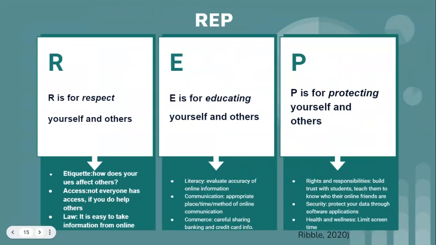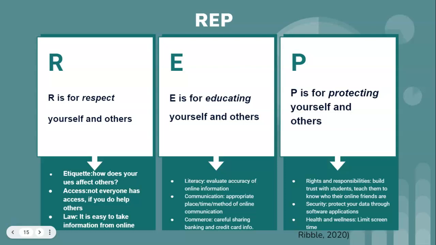R is for respect yourself and others. How does your use affect others? Not everyone has access. If you do, help others that have access. The law, remember, it is easy to take information from online. Make sure our students are aware of all plagiarism rules within our district and that they are compliant with those laws.